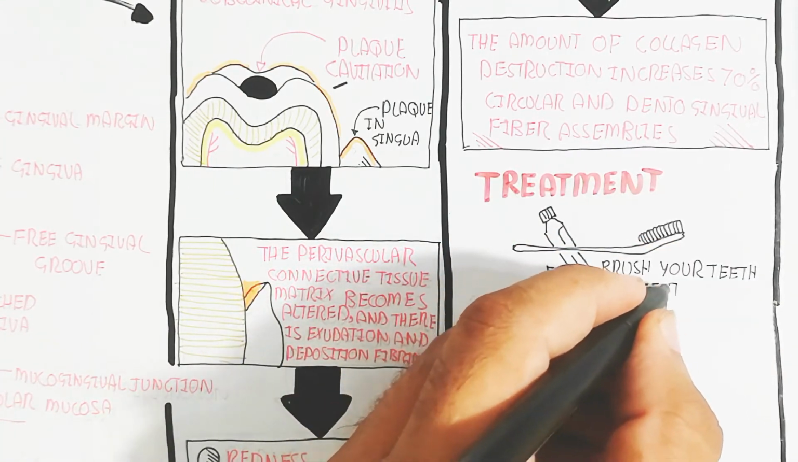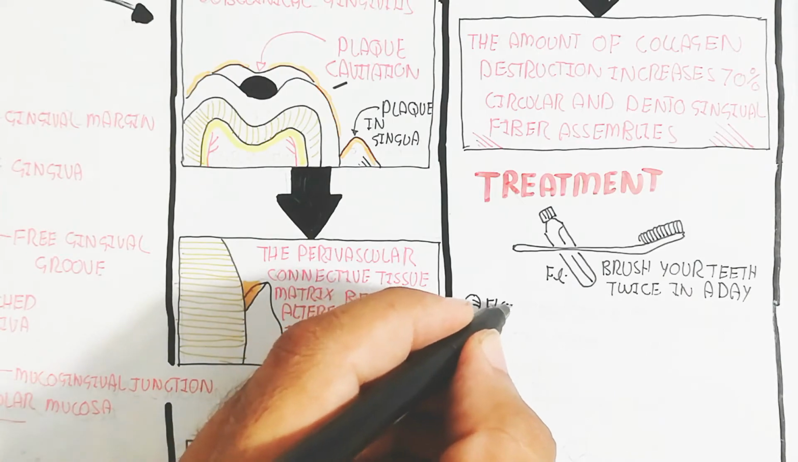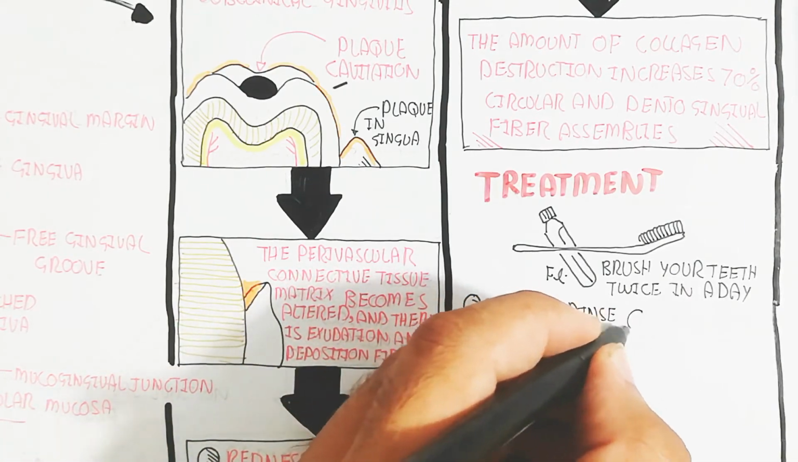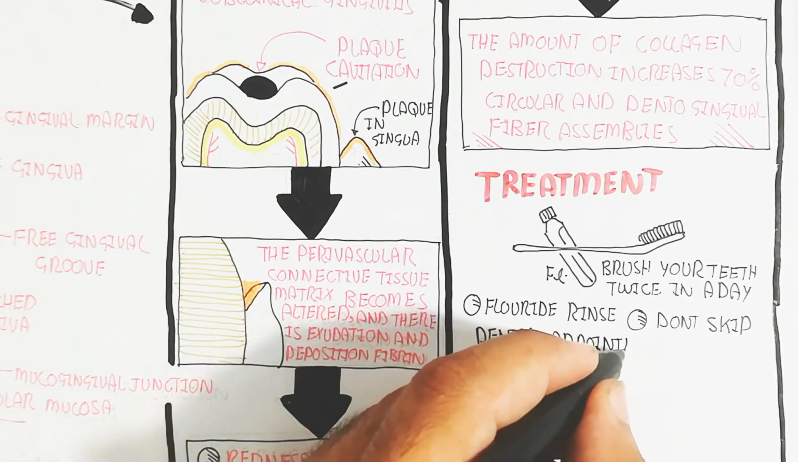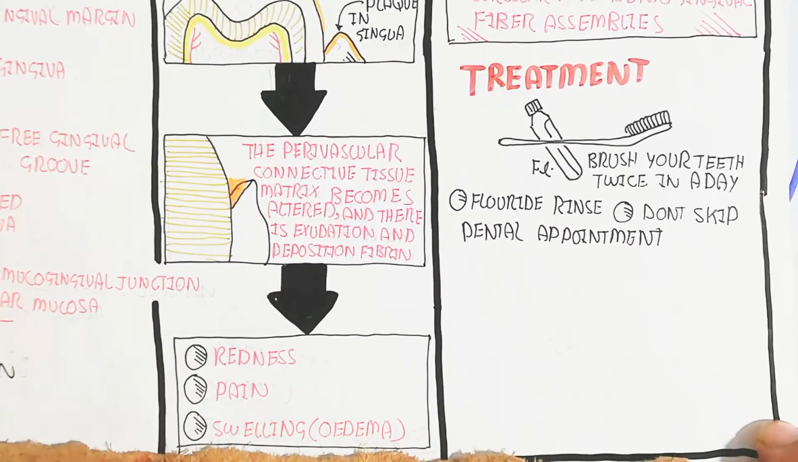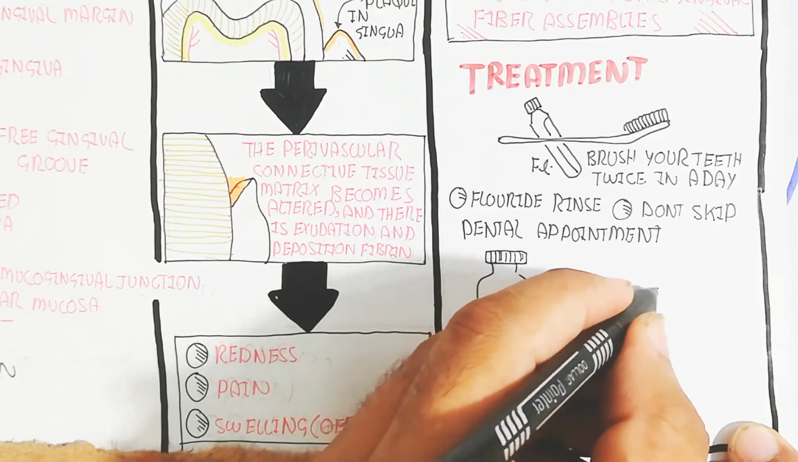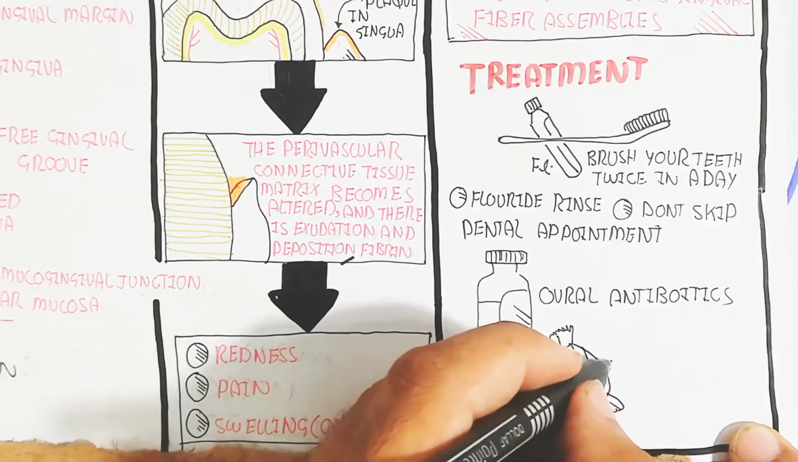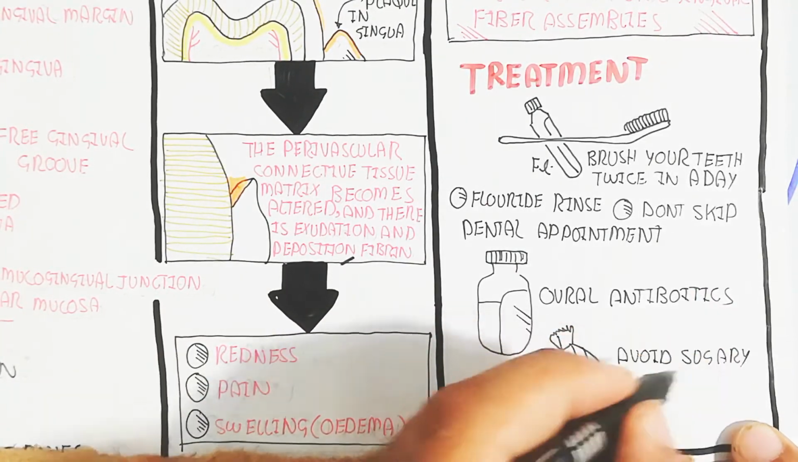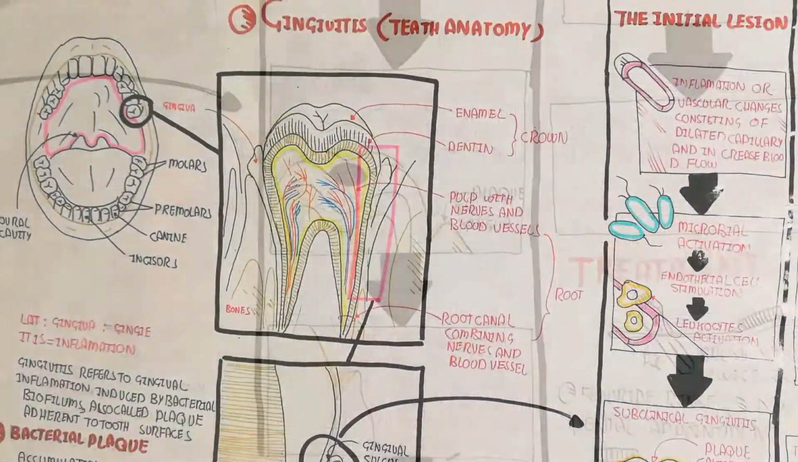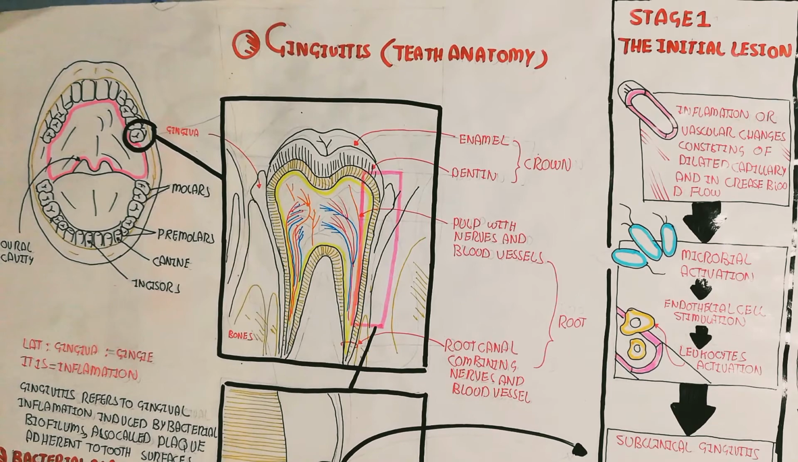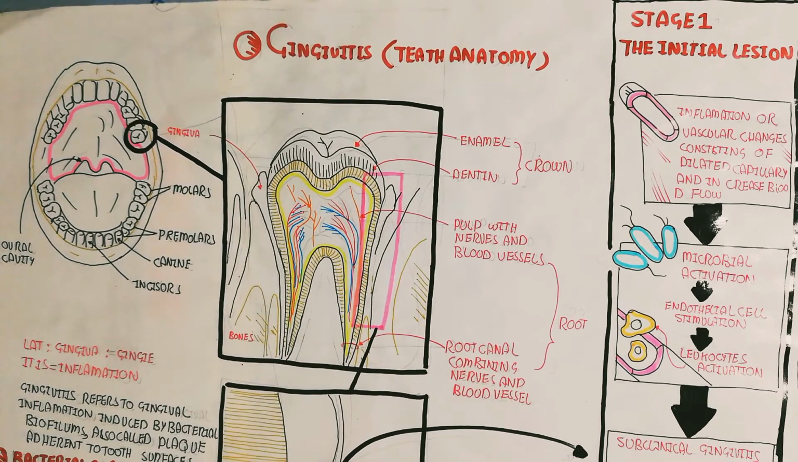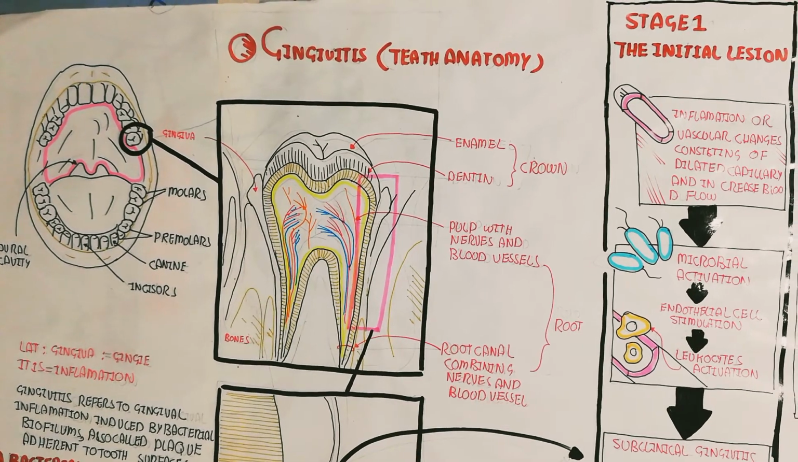Brush your teeth twice a day with a fluoride rinse, don't skip dental appointments, take oral antibiotics, and avoid surgery. Avoid sugary food. And if this does not work, then a surgical operation can recover the gingivitis. So this video was about gingivitis and the teeth anatomy. I hope you make sense of these things.